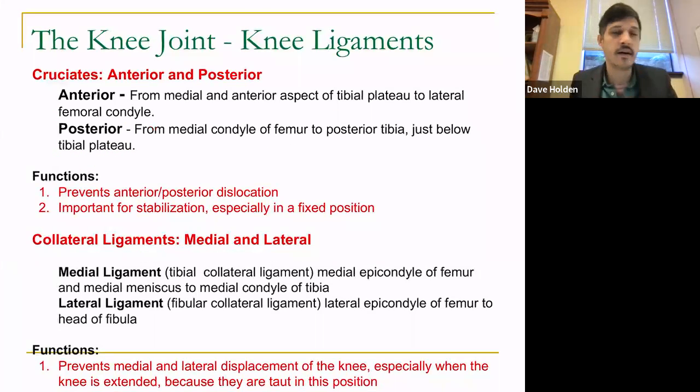Okay, last detail. The collateral ligaments prevent displacement of the knee, especially when the knee is extended, because when the knee is extended, that is when they are the most taut. That's when they're pulled the tightest. So they prevent lateral displacement of the knee. The cruciate ligaments prevent anterior posterior displacement of the knee.